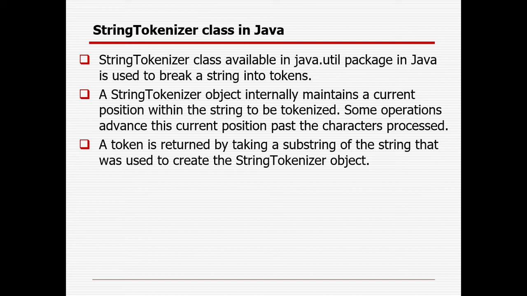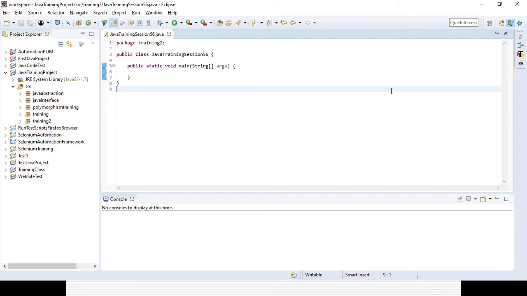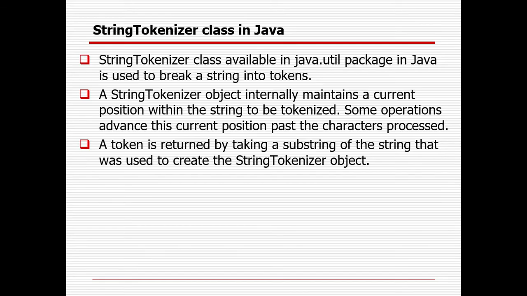A StringTokenizer object internally maintains its current position within the string to be tokenized. Some operations advance this current position past the characters processed. A token is returned by taking a substring of the string that was used to create the StringTokenizer object. So I'll show you with different kinds of examples how the StringTokenizer class works in Java.